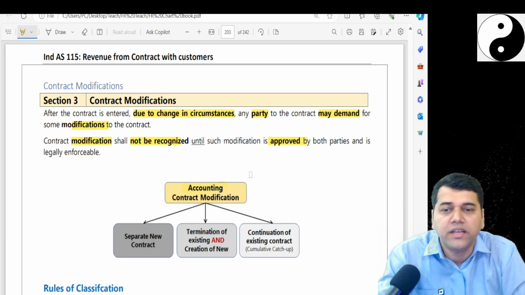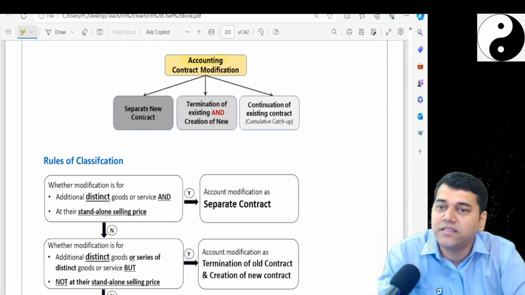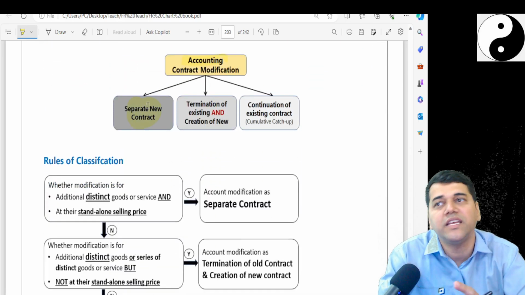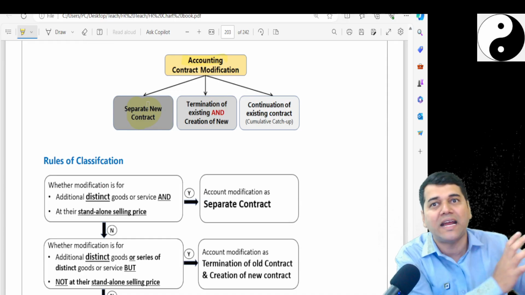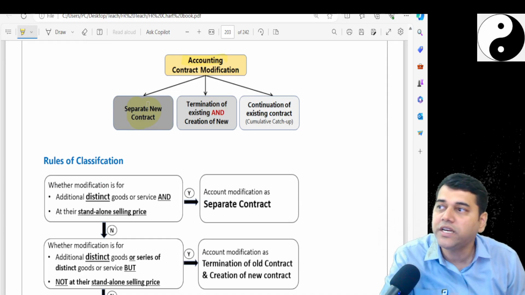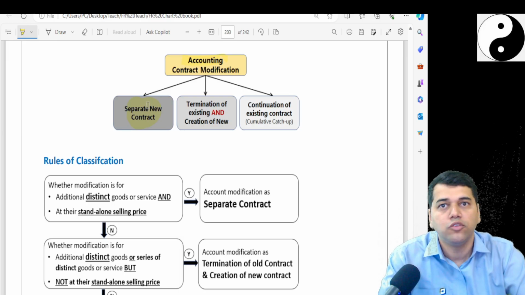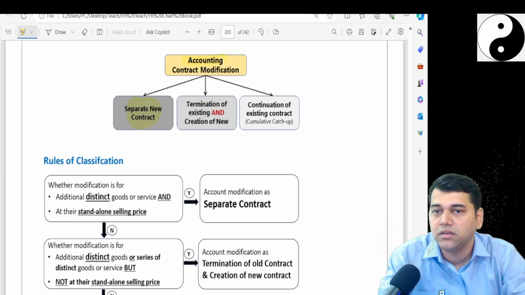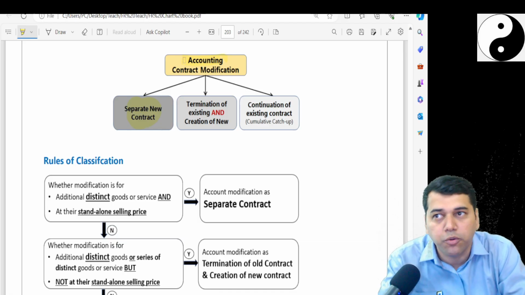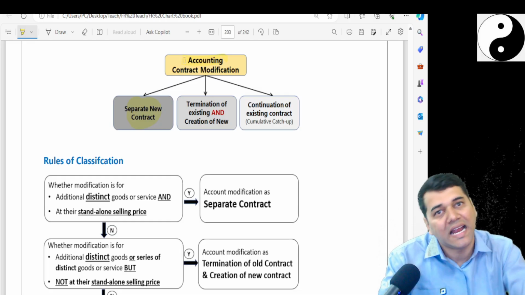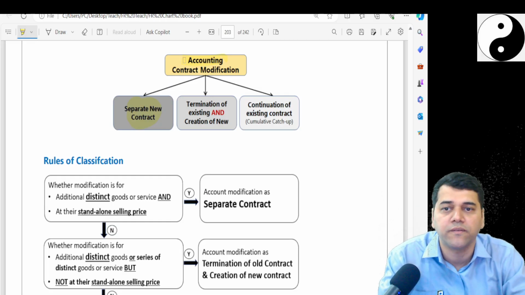Now, accounting can take three forms. It is a separate and a new contract. Just like in lease accounting, you got additional space at SSP. How do you treat that lease? New lease, not a remeasurement. Just like that, if you get a new distinct product at its SSP, it's a new contract.